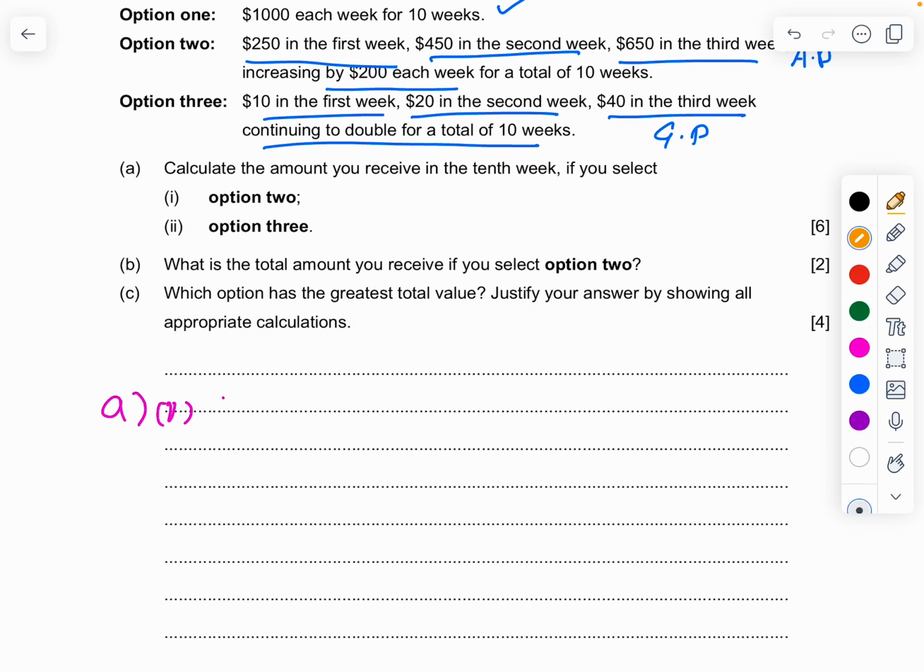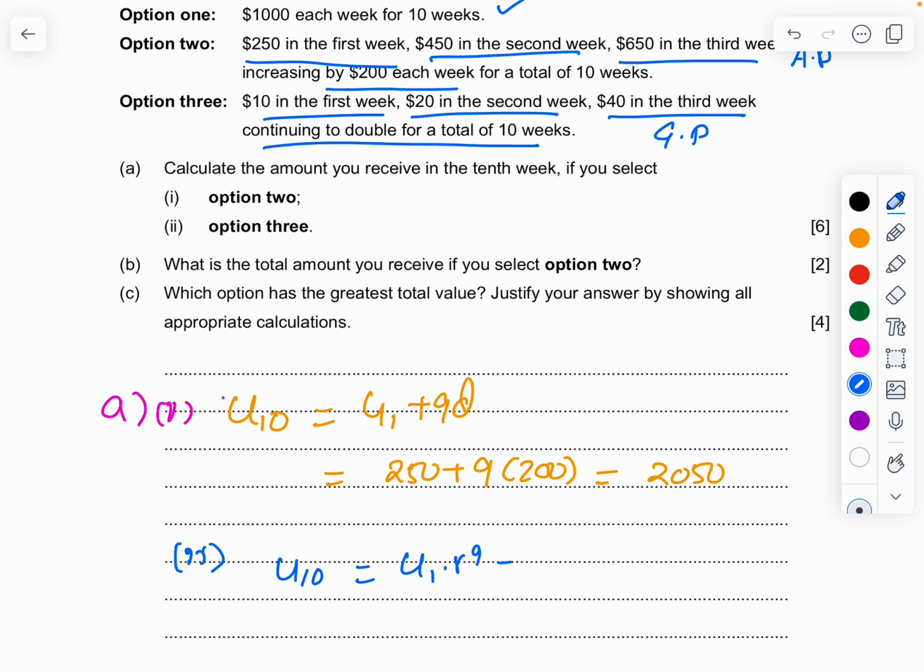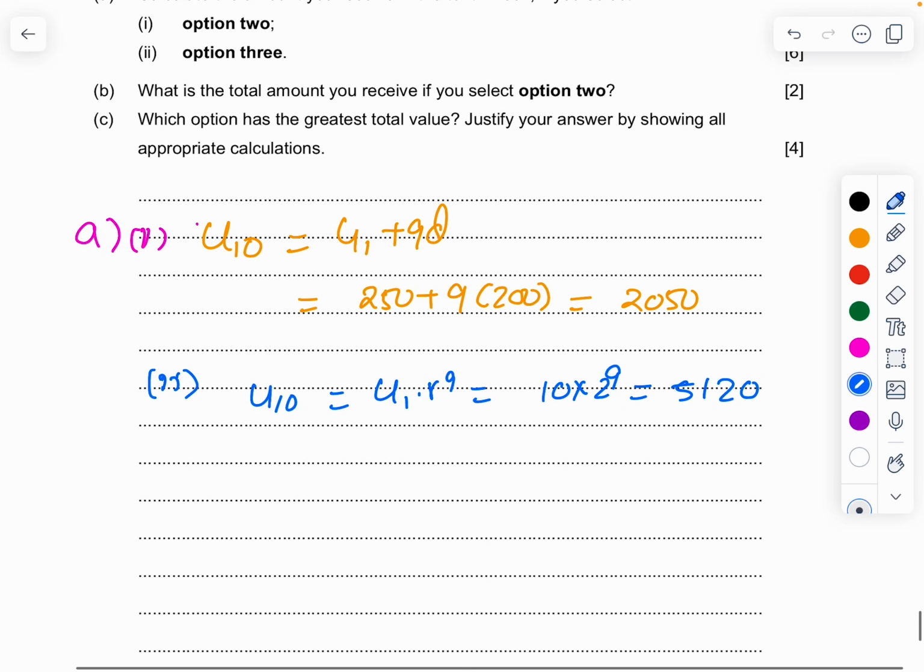So therefore what am I going to find? I am going to find only u10, which is u1 plus 9d. So 250 plus 9 times 200, since it is increasing by 200. So it is going to be 2050. In the second case, option 3, u10, it is a geometric sequence, u1 times r to the power of 9, 10 times 2 to the power of 9. In that case, 5120.